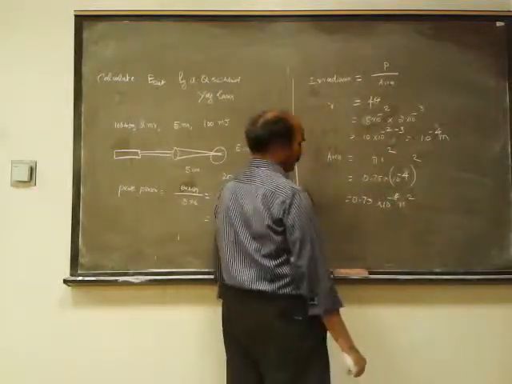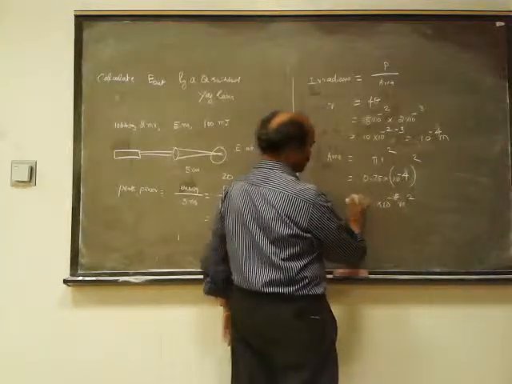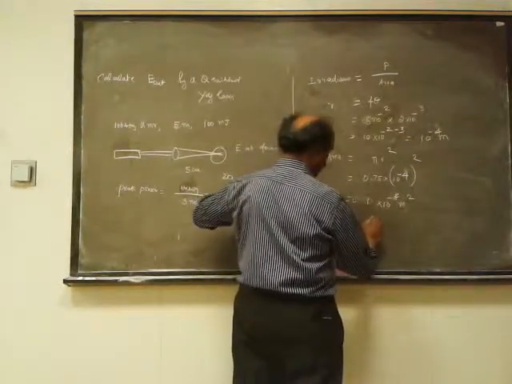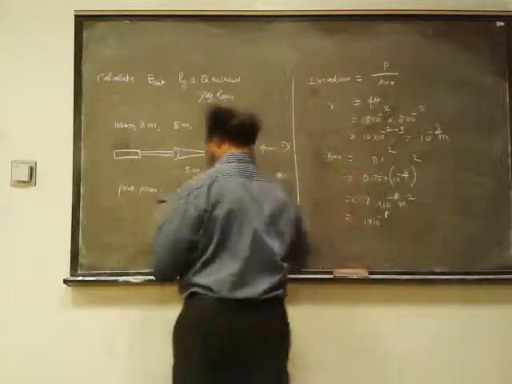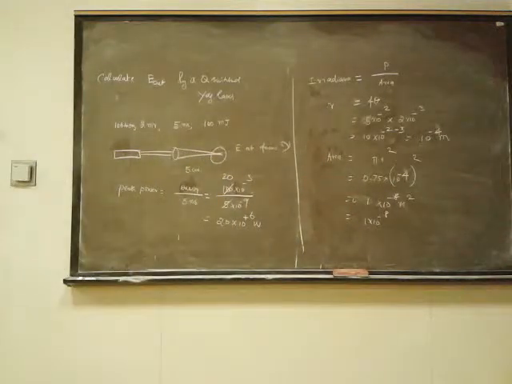Okay. Now forget this point. You make it as 1, so 1 into 10 power minus 8 meters square, right? Okay, then.